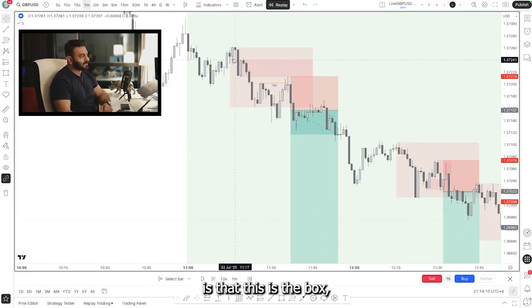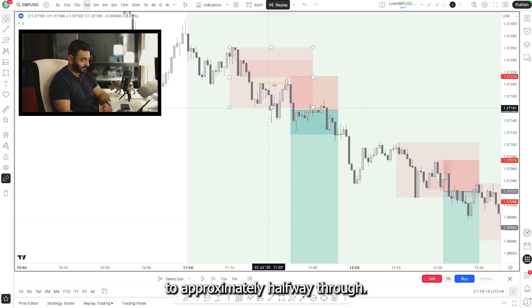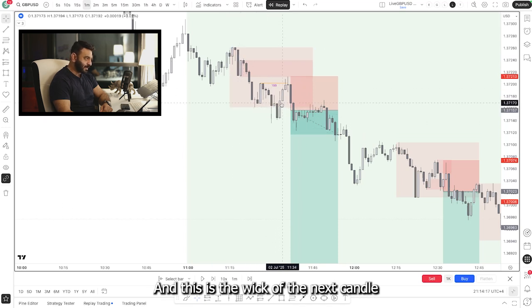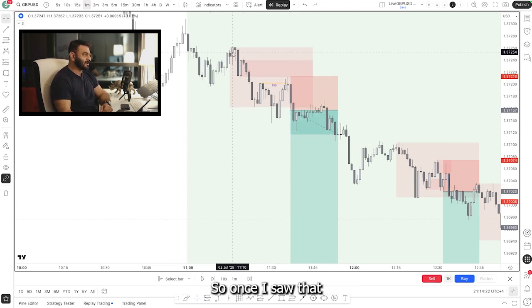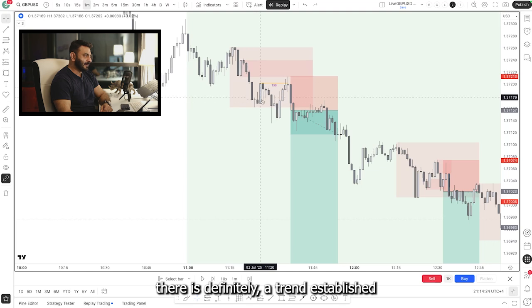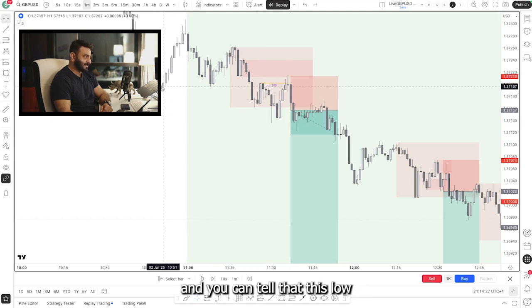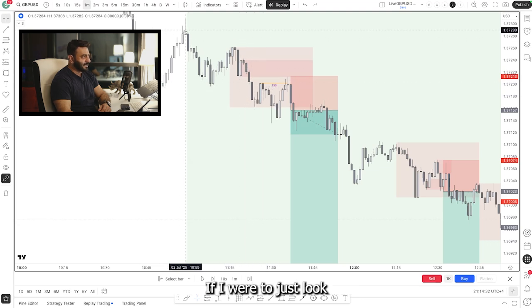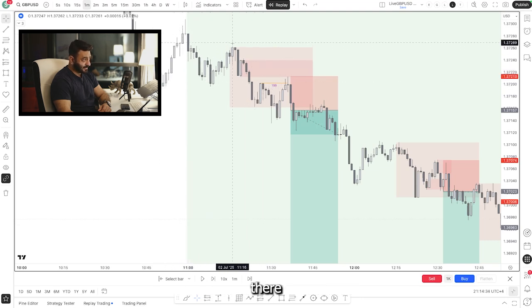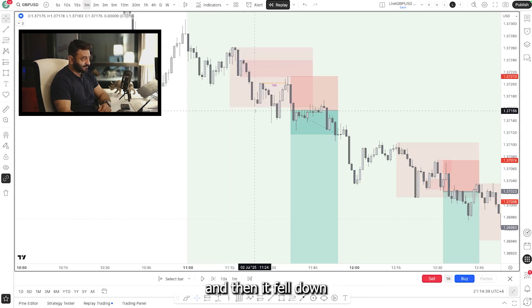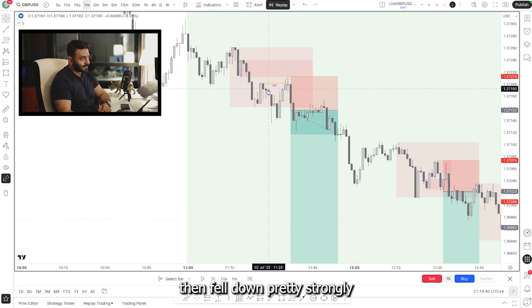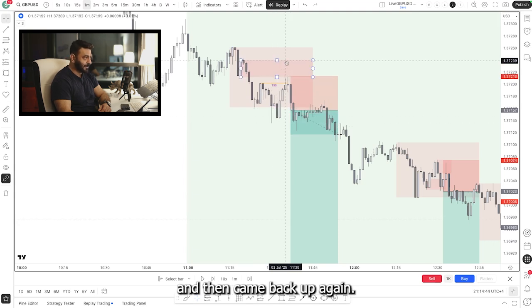So what happens here is that this is the box. The 15-minute candle is from this point to approximately halfway through, and this is the wick of the next candle being created, right? So once I saw that there is definitely a trend established, and you can tell that this low, even if you look at the internal trend of the largest swing trend, this low was broken over here. If I were to just look at the internal trend there, and this low again got broken over here, there was a reaction from this zone, and then it fell down pretty strongly, went back up, fell down pretty strongly, and then came back up again.